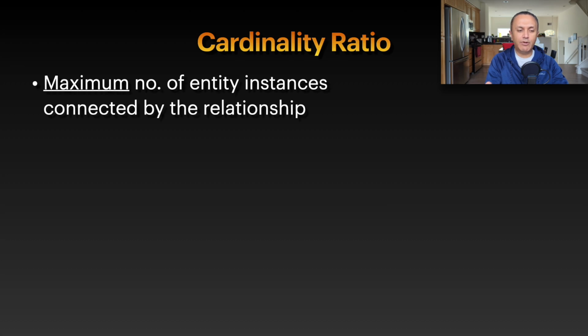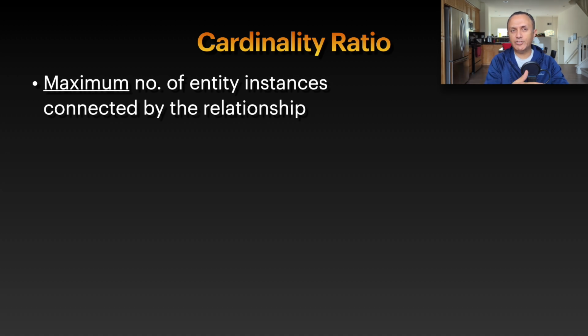Cardinality ratio, the definition is the maximum number of entity instances connected by a relationship. I know it doesn't make a lot of sense, but let me explain it this way. If you're talking about a relationship that connects a bunch of entities, each of those entity types, like I said, has many instances. Like if we're talking about a student, you have many actual students within that entity type. Each of those students, how many objects on the other side of the relationship do they connect with?